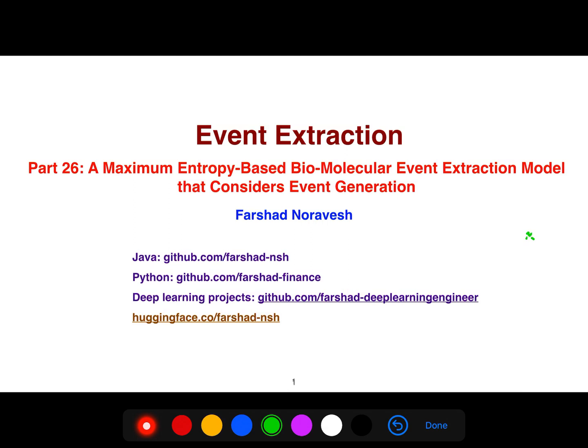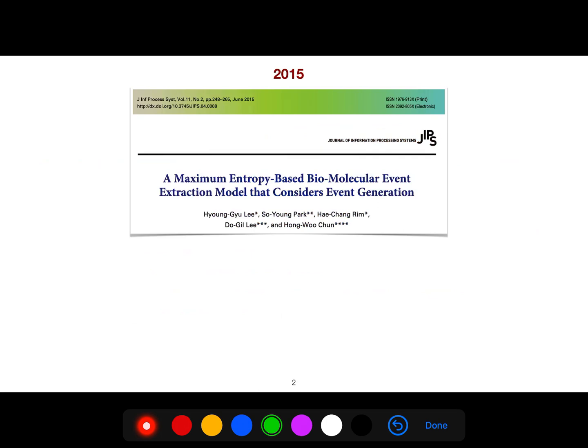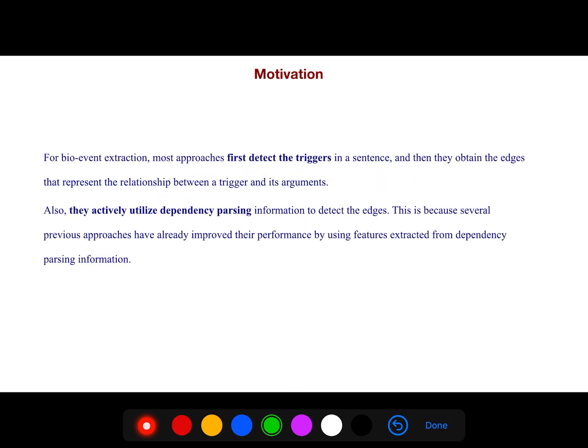Alright, so in this video I'm going to be talking about biomolecular event extraction, and we use maximum entropy. This model considers event generation. I'm going to be explaining this paper from 2015 from the Journal of Information Processing Systems.